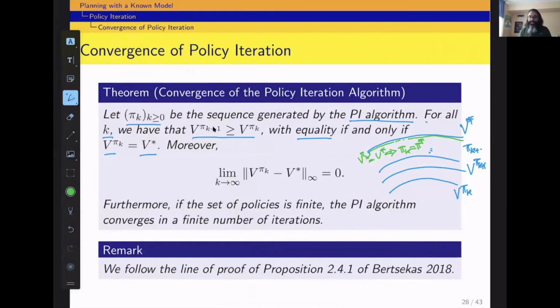Okay, so that's another statement. The other is that we have convergence: the distance between V of pi k and V star goes to 0 in the supremum norm. And the other part of the theorem is that if the set of policies is finite, the policy iteration algorithm converges in a finite number of iterations. So that's the theorem, with multiple parts. But the idea is that it improves until it cannot improve. And when it cannot improve, it has converged to the optimal policy.